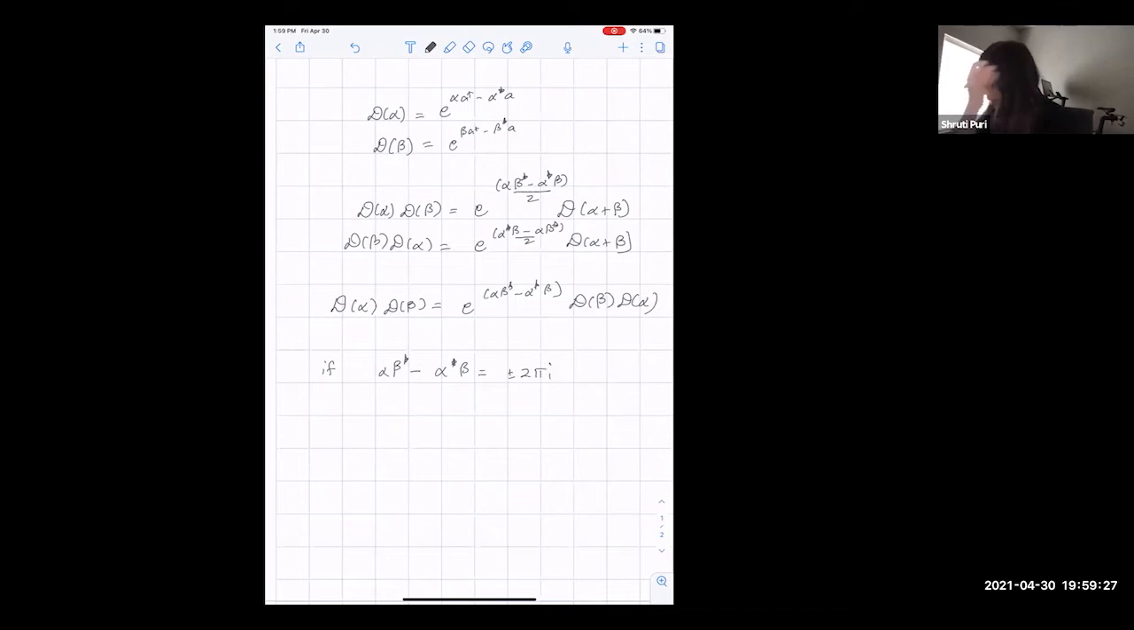Anyway, so basically if you choose alphas and betas such that alpha beta star minus alpha star beta is plus or minus 2 pi i, these displacement operators are going to commute. And if you choose it such that this is equal to plus or minus pi i, they're going to anti-commute.